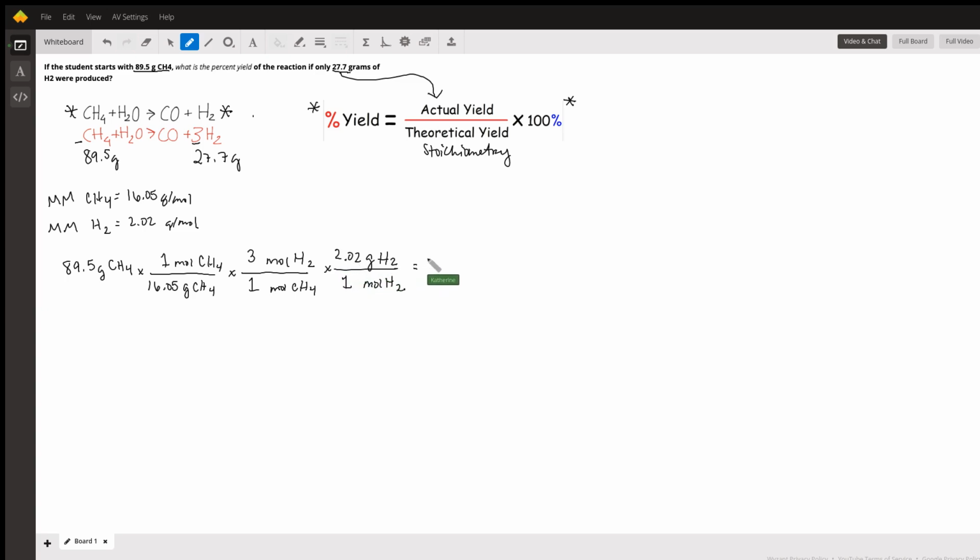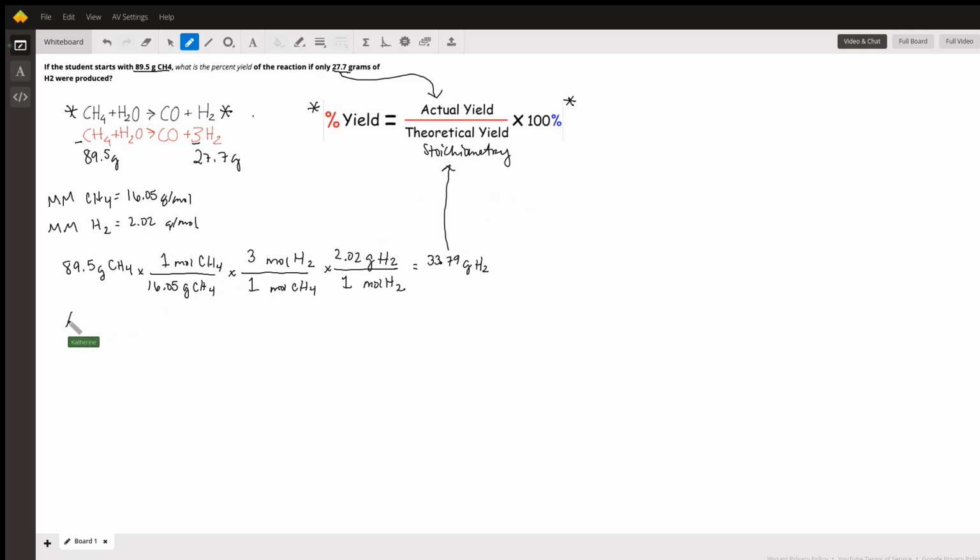So our units cancel. We're solving for grams of hydrogen. And we're going to multiply our top numbers, divide by our bottom numbers. This gives us 33.79 grams. Again, this is important because this number becomes our theoretical yield.